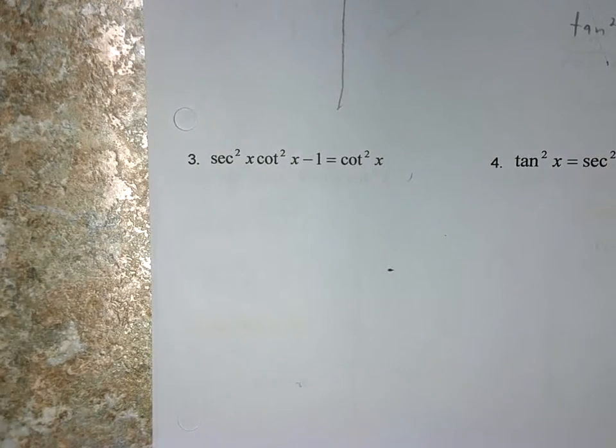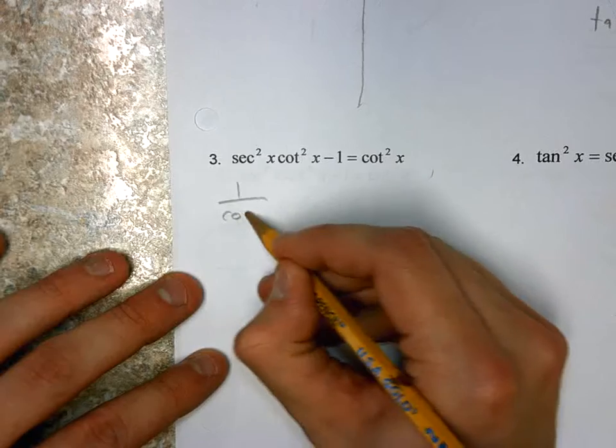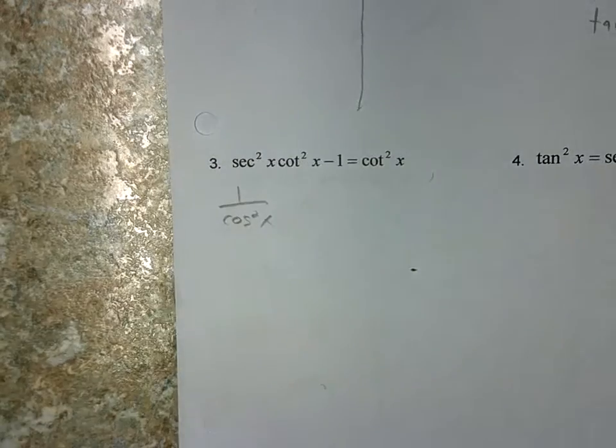Yeah, use your sheet. We're timid. We're right. Secant squared can be 1 over cosine squared, because there's not really a big identity there, so let's just start changing some small ones. Right?